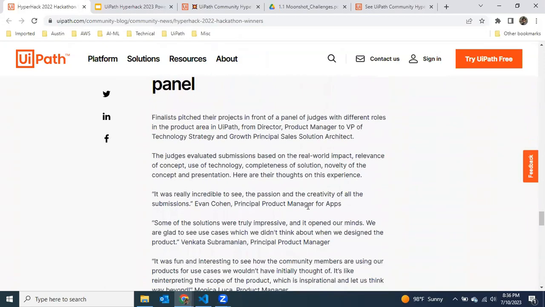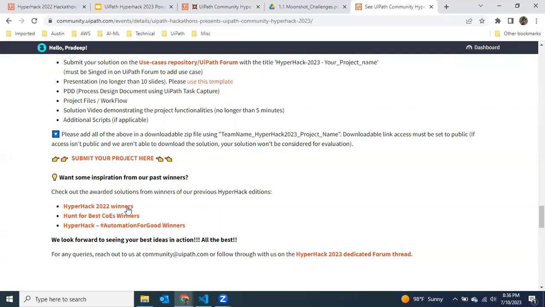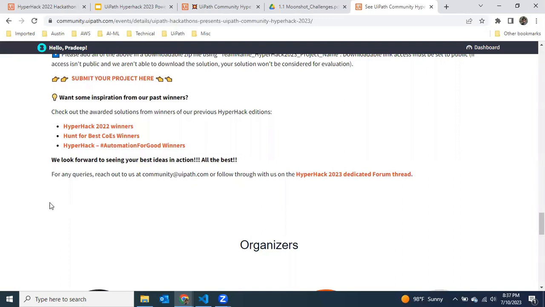So all in all, last year they had 3 categories, overall 9 winners, but everyone is a winner as a participant, right? That's one area, and that can give you an idea of how they presented, what different use cases they presented, if you're still looking for ideas. Another link is Hunt for Best COE winners. This was another HyperHack conducted in previous years, and also Automation for Good winners. So there are several events conducted in previous years that can give you a good idea of what kind of use cases are the winning use cases.